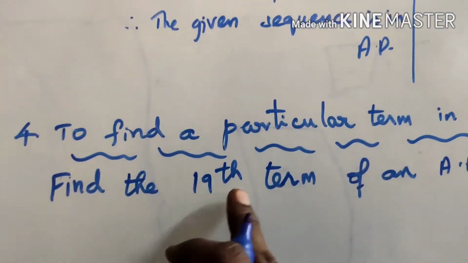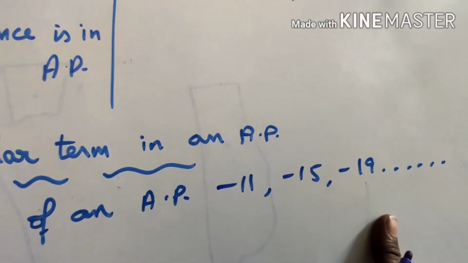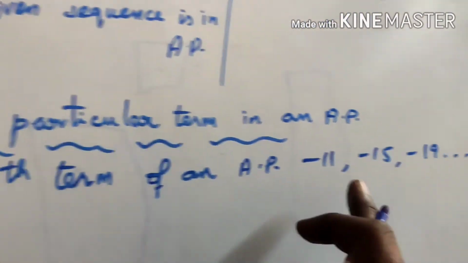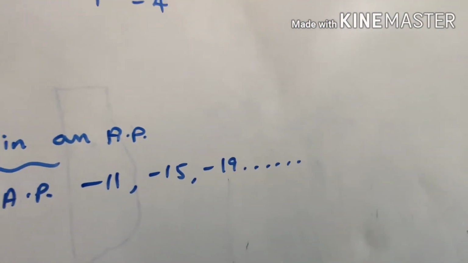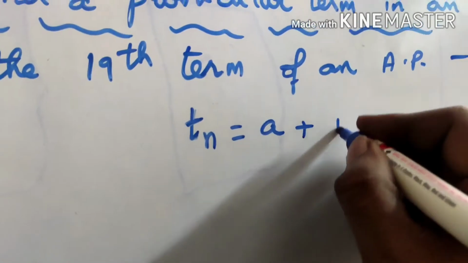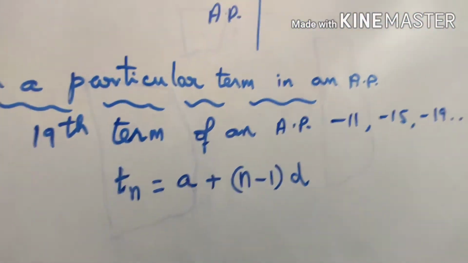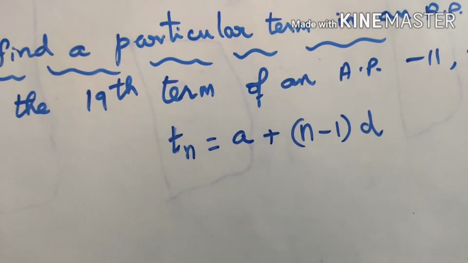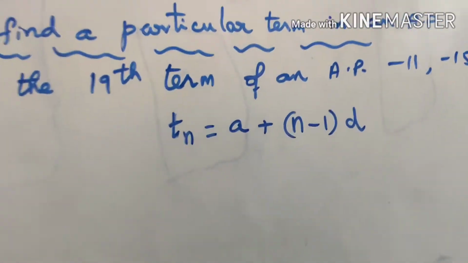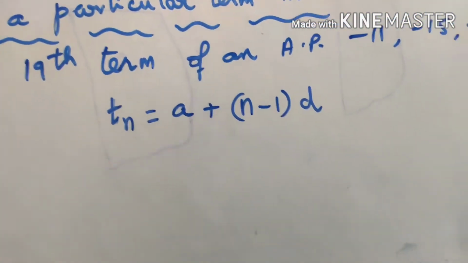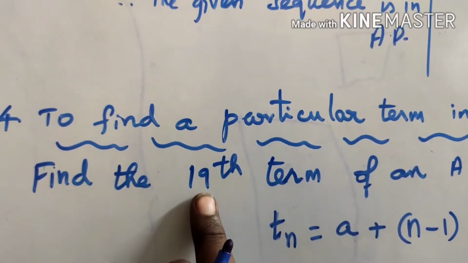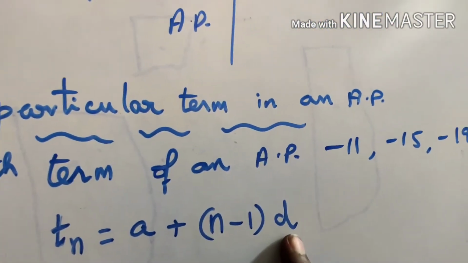See here, find the 19th term of an AP. This is one AP they have given: minus 11, minus 15, minus 19. Totally 3 terms are given, and we have to find the 19th term. The formula is Tn equal to A plus n minus 1 into D. Tn equal to A plus n minus 1 into D. You know what is A? A is the first term. N is the term they are asking, the 19th term, that is n. And D is the common difference.